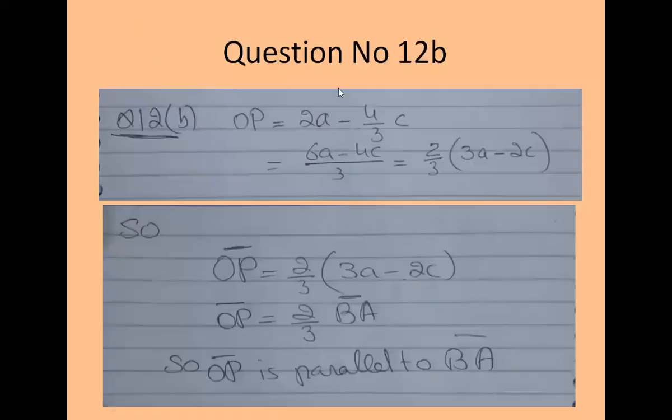Okay, so OP is 2A minus 4C divided by 3. Take the LCM, that will be 3. So you will have 6A minus 4C divided by 3. From upstairs, take 2 common. From downstairs, take 3 common. So you will have 2 by 3 bracket 3A minus 2C. So OP is equal to 2 by 3 into 3A minus 2C.